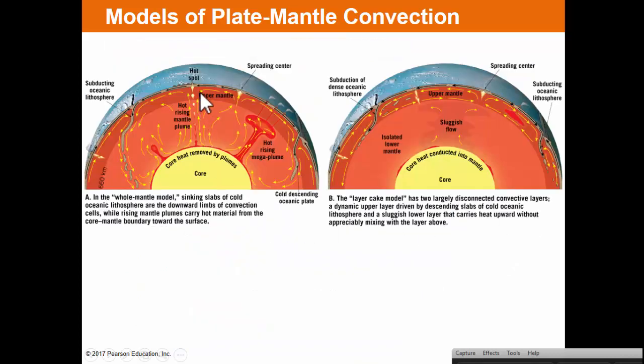And so this is the whole mantle model, in which hot spots come from the core-mantle boundary, in which plumes of magma rise up from the core-mantle boundary and drive spreading centers, and the entire mantle is involved in that convection cell. And then the layered cake model says that the largest portion of the mantle is just this sluggish flow, taking heat through conduction up through the mantle, and that the actual convection occurs in this thin, maybe 1,000 kilometer layer of the upper mantle associated with the lithospheric plates.